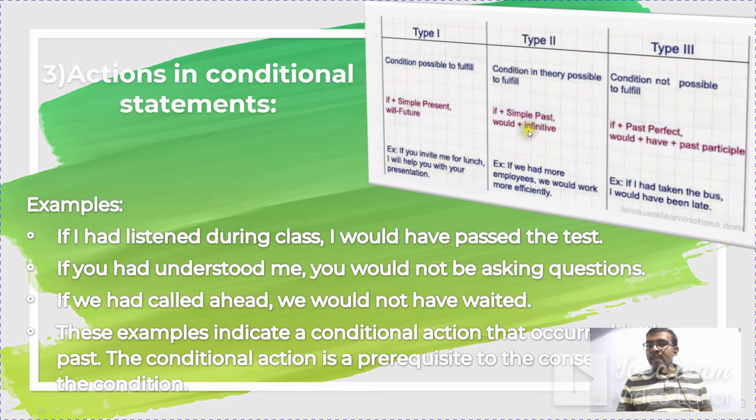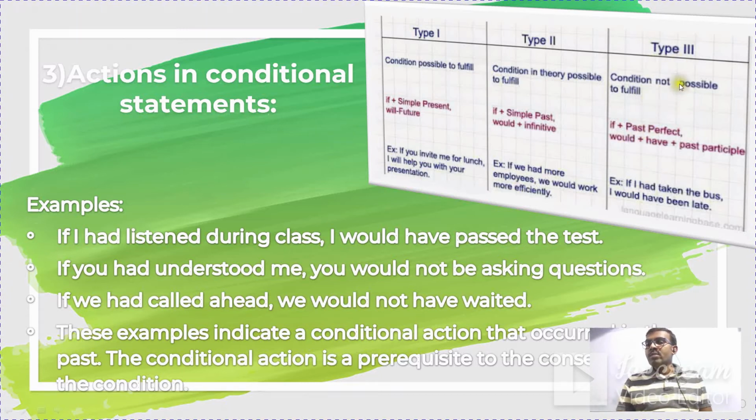Type 2: if plus simple past. If simple past comes, the predicate begins with would plus infinitive. Example: if we had more employees, we would work efficiently. Would plus infinitive, work. Infinitive means to plus verb, and gerund means verb plus ing, as we have studied. So, more efficiently.